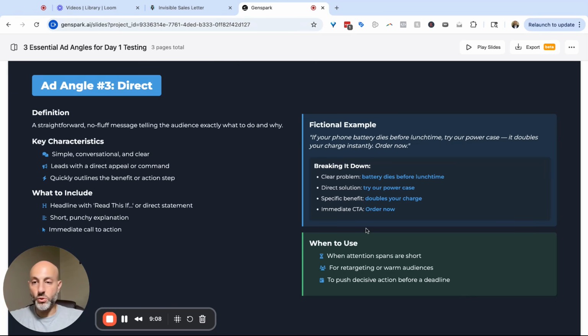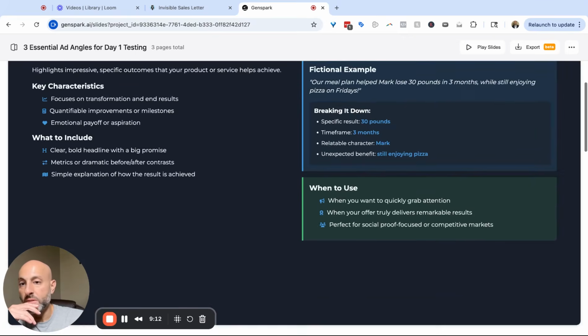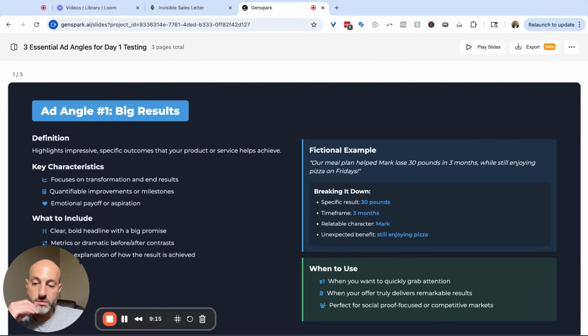All right. Three ad angles: the direct, which I just went over, the misconception, and the big results. That's what we do here.